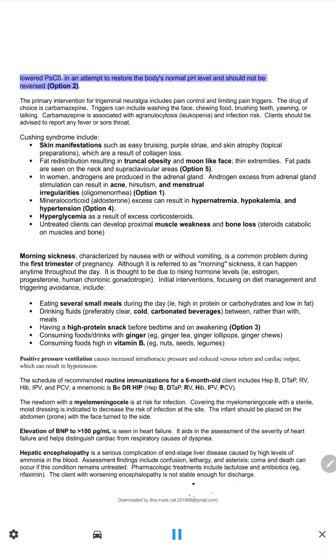lowered PaCO2 in an attempt to restore the body's normal pH level and should not be reversed.